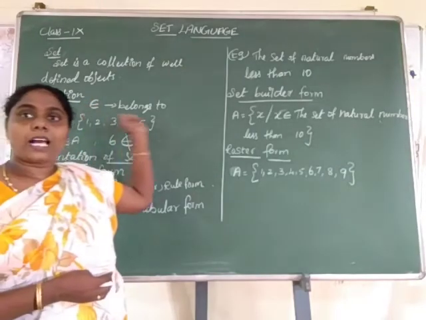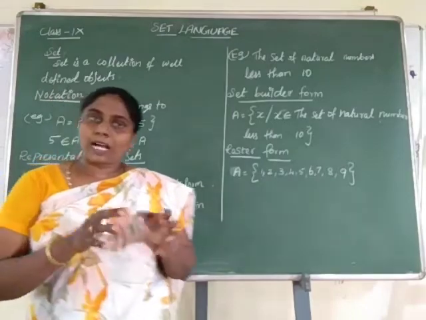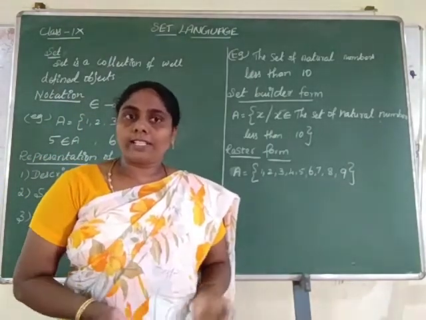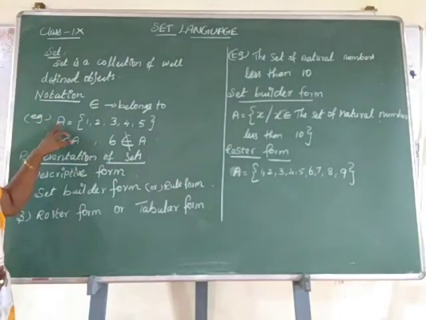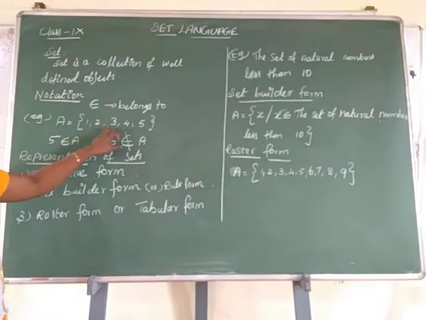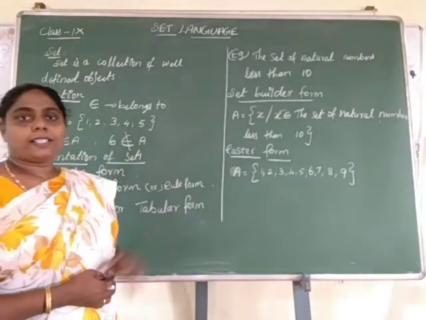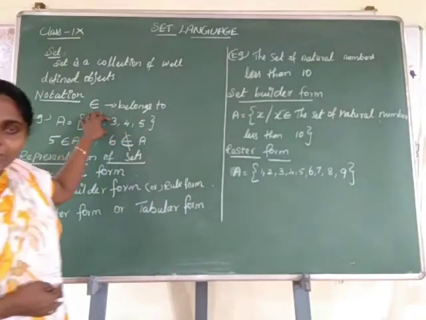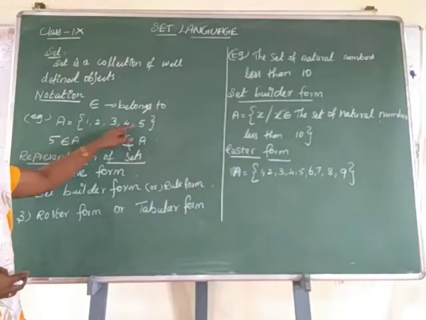This is belongs to. If the element is inside the set, you have to say that it belongs to that set. If the element is not inside the set, you have to say that it does not belong to the set. Look at this example. Set A is equal to the set of all 1, 2, 3, 4, 5. These are all the elements present in the set. So 1, 2, 3, 4, 5 is here.